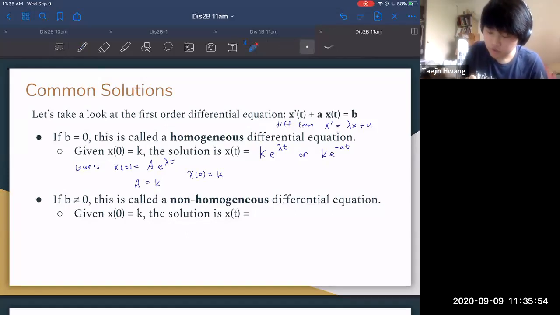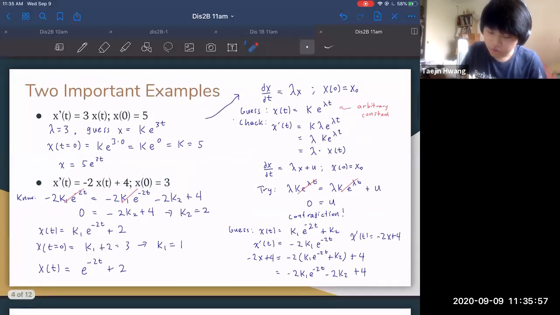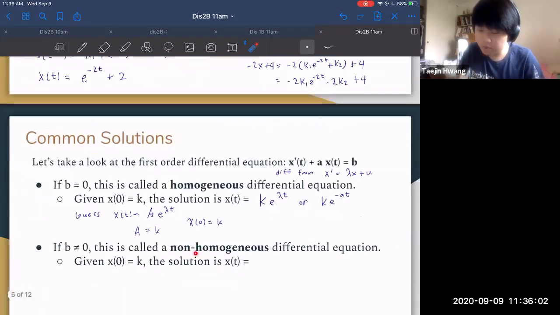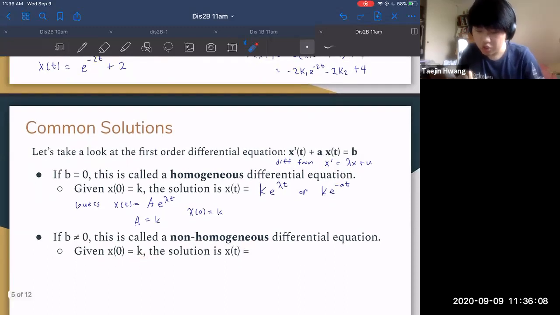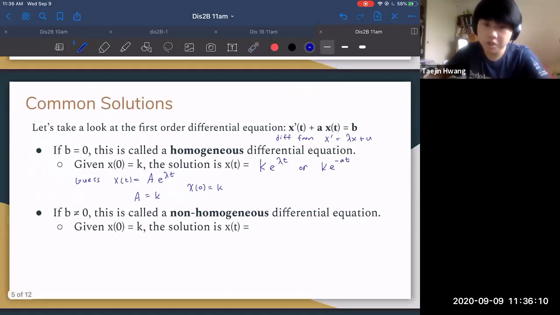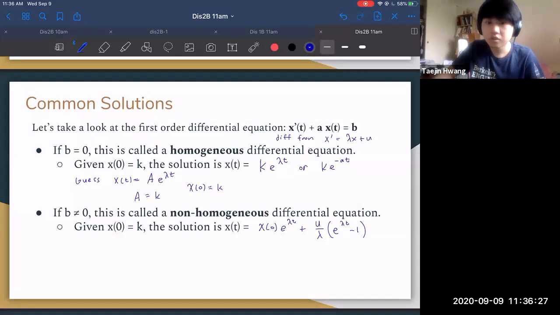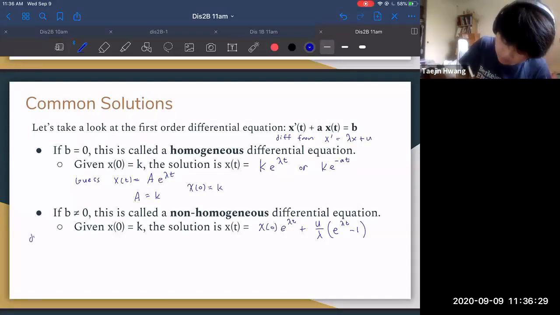And for the second case we had up here, where b is not equal to 0, or u is not equal to 0, we call this a non-homogeneous differential equation. And if we're given some initial condition, the solution is always going to be of the form x of 0 e to the lambda t plus u over lambda e to the lambda t minus 1. Again, this is assuming dx dt is equal to lambda x plus u.